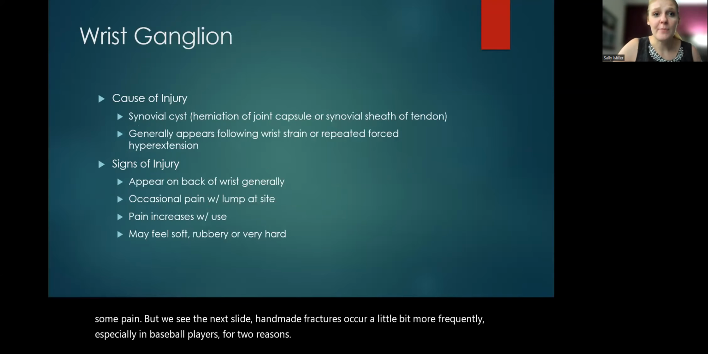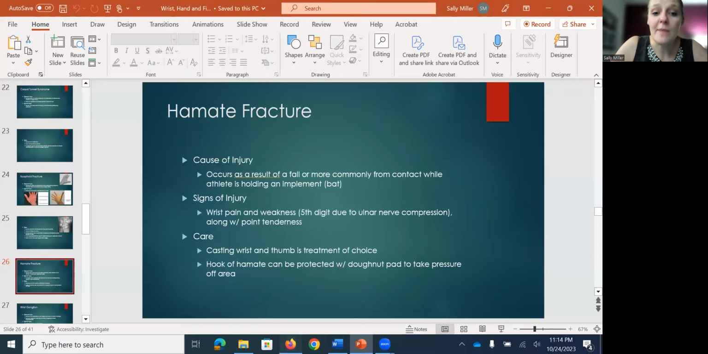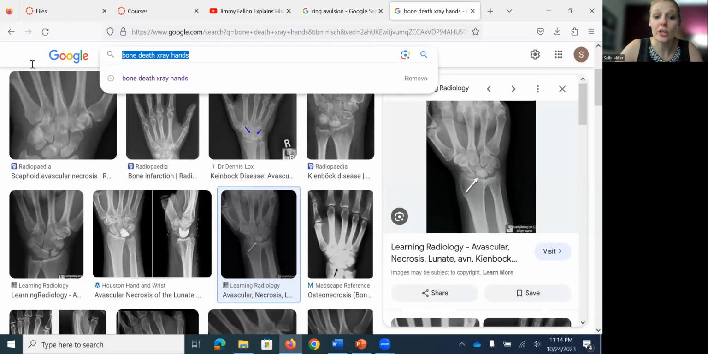One, if you think about the shape of it, let me pull up Google. If you think about the shape, the hamate has a little bit of a hook to it.